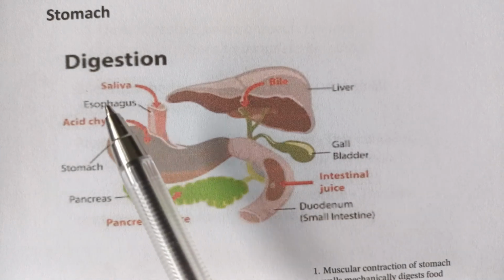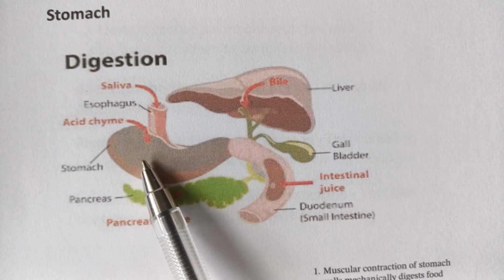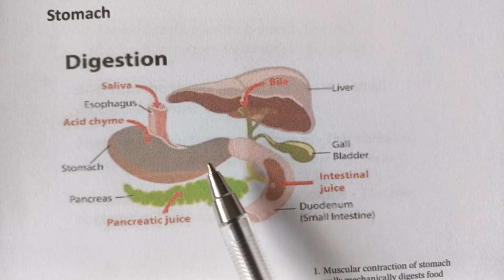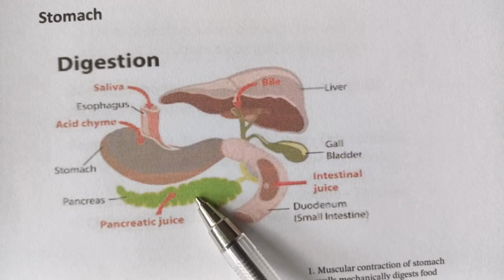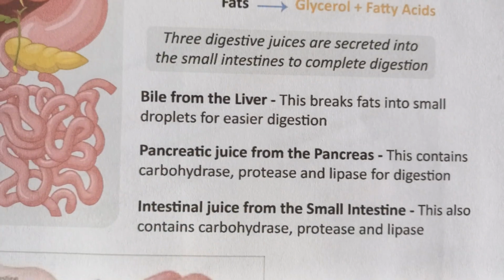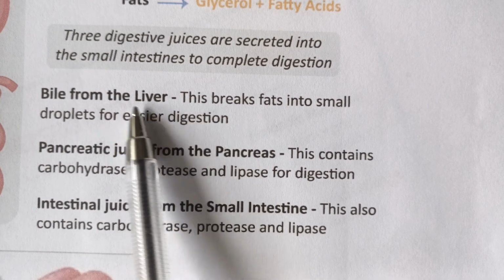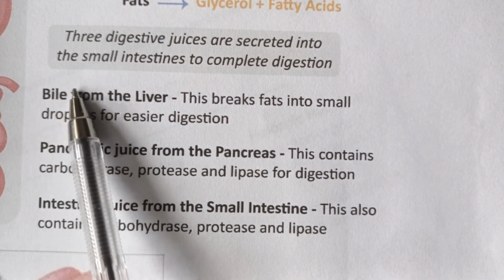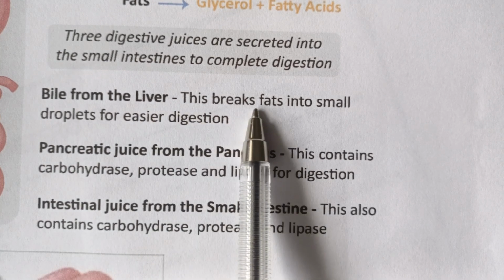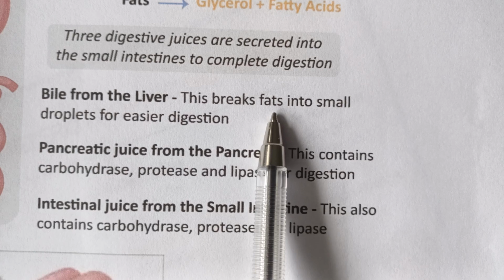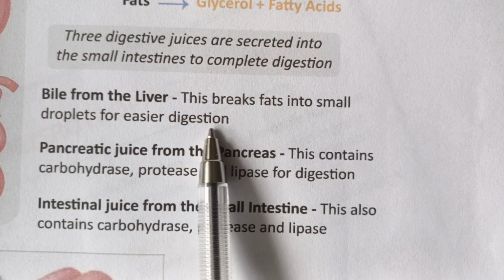We have seen that in the oral cavity saliva is secreted. In the stomach there are gastric juices. In the small intestine there are juices from the liver, pancreas, and also from the intestine. So we'll go into a little bit of detail. Bile from the liver. Bile is a mixture of secretions that comes from the liver. It is stored in the gallbladder, and then it comes into the small intestine. It helps to break fat into small droplets for easy digestion.